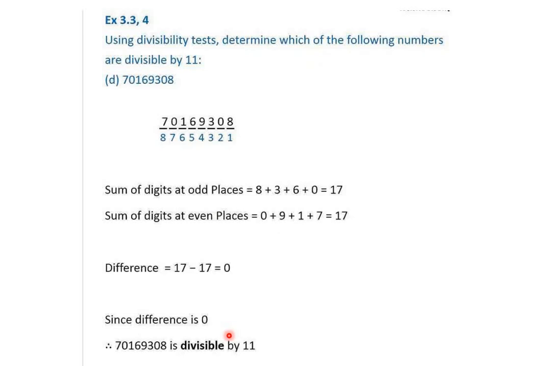The next number is 7, 0, 1, 6, 9, 3, 0, 8. The odd places digits are 8, 3, 6 and 0. Added, got the answer 17. Even places digits are 0, 9, 1, 7. Added, got the answer 17. And when these both are subtracted, we'll get 0. If we receive the answer 0, it is divisible by 11.